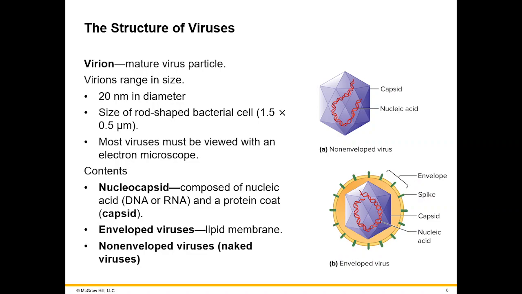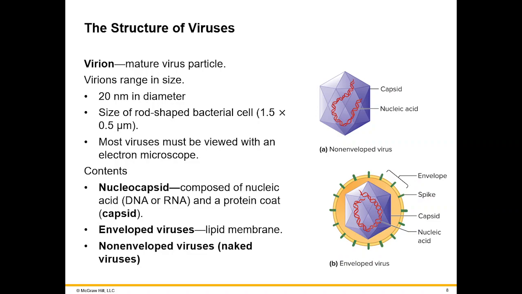Now, the genetic material of the viruses can be DNA, a double-stranded DNA or a single-stranded DNA, or even an RNA, which can be either a double-stranded RNA or a single-stranded RNA. And for the single-stranded RNA, they can be plus sense or minus sense RNAs. So protecting this genetic material is the capsid. So all in all, this structure is the nucleocapsid.